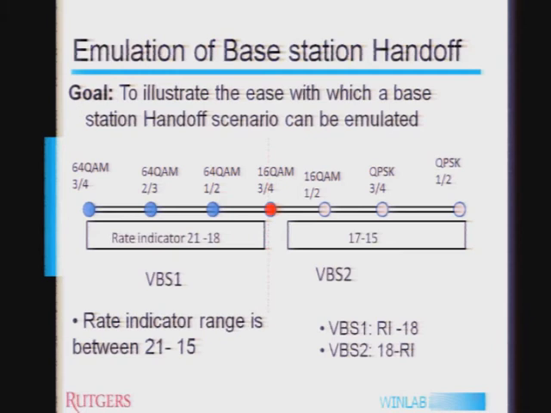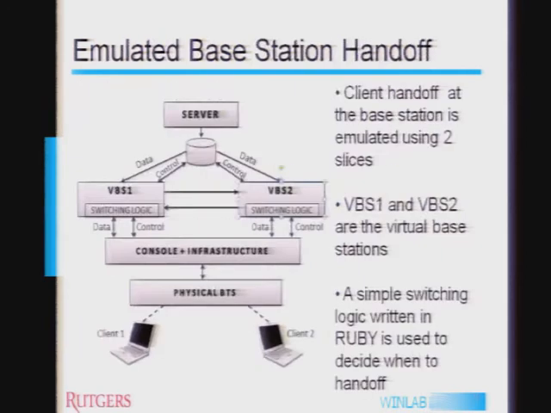And then we say that when the client moves into this region where its modulation and coding scheme drops to this level, you switch to base station 2. That's the essential idea of this experiment. For the NEC base station, we have something called the rate indicator that's measured at the client, and that ranges between 21 and 15. And I'm going to explain how an experimenter can use this setup to run his experiment.